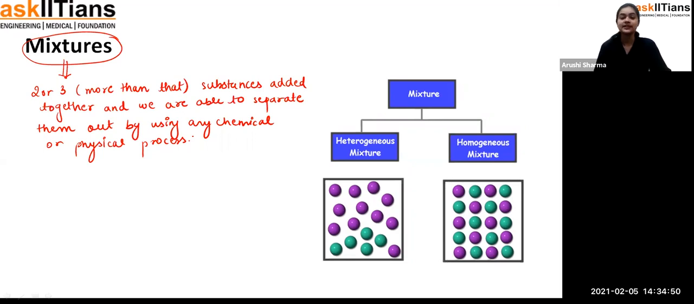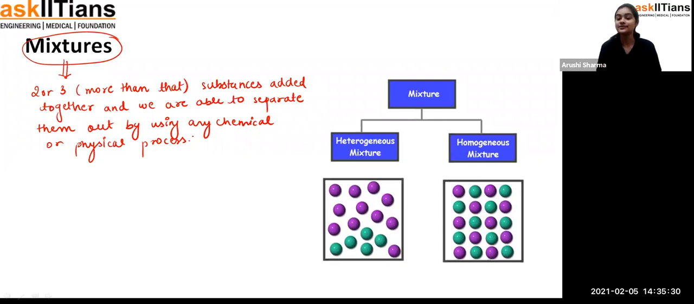For example, students, as we have seen, the mixture is this. Let's take a very simple example which we observe in our daily life: children always like drinking cold drinks, or we can say juice. So what is juice? It is also a kind of mixture of water and the juice of oranges or any other fruit, and other additives are also added. So that's how it is also a mixture. Whenever two or more substances mix together and we are able to separate them out by any chemical or physical process, we call it a mixture.